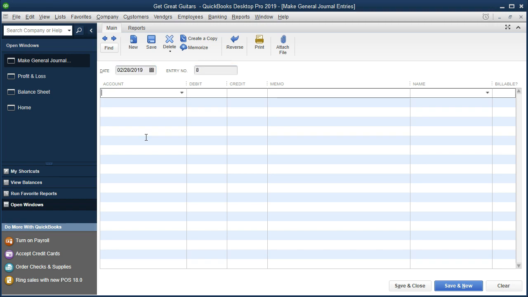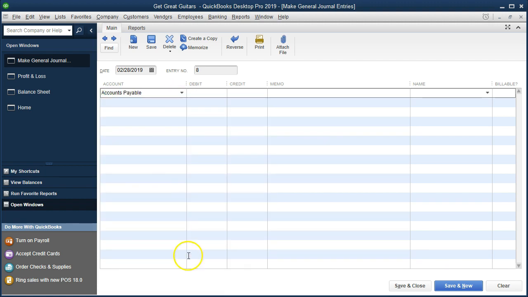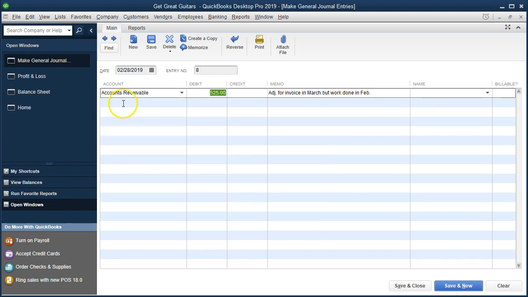Okay, so we're going to enter this adjusting entry. We're going to say the first one's accounts receivable. We could do the drop down, or type it in there. And that was for $525. And then I'm going to do an adjustment such as this, something like this in the memo: it's going to be an adjusting entry for an invoice in March, but work was done in February, or something like that. Now, oh, I have accounts payable. It should be accounts receivable. Accounts receivable, this one. Okay. And that's going to be the 525.